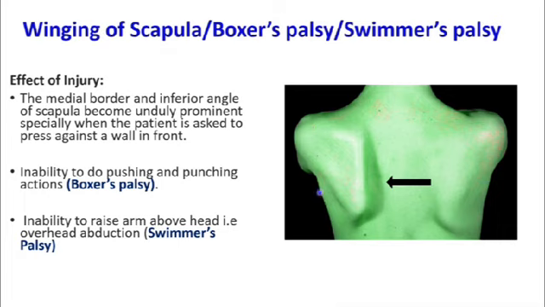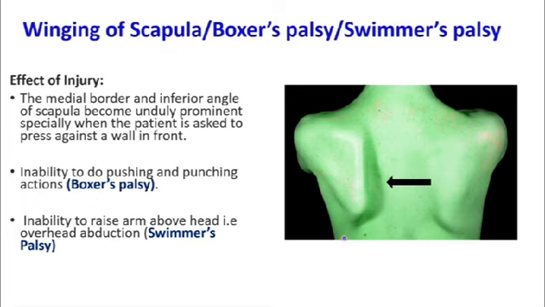The effects would be that the medial border and the inferior angle of the scapula become unduly prominent. They will project backward and medially, especially when a person is asked to push against the wall in front of him or her. At this point, the medial border and the inferior angle always become unduly prominent, and it appears as if the person has a wing attached to the back. That is why it is called winging of the scapula.